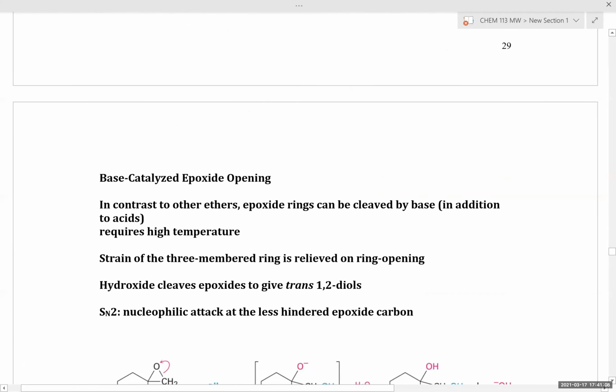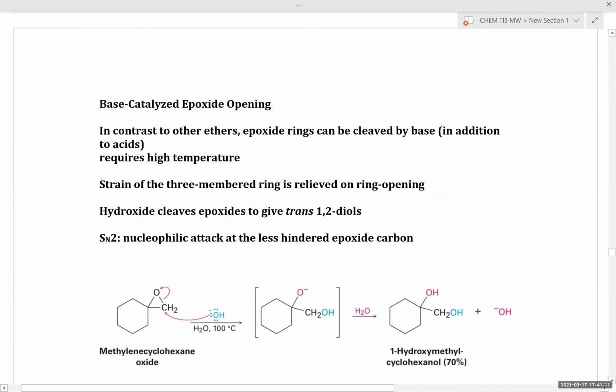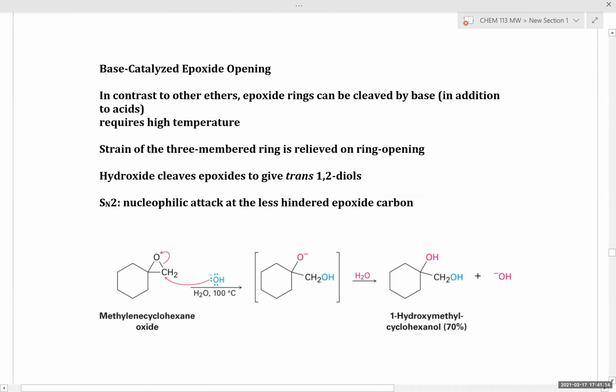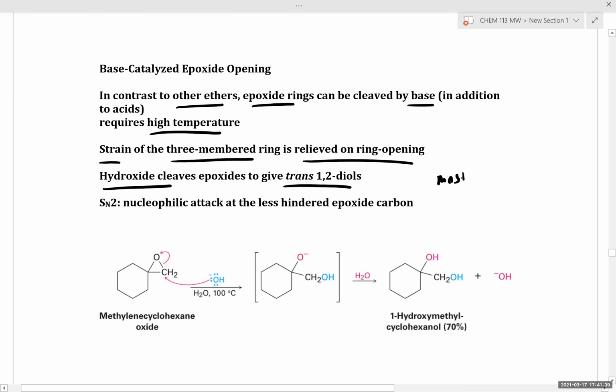Okay, so when we think about base catalyzed epoxide opening, one thing to note is compared to other ethers, epoxide rings can be cleaved under basic conditions at high temperatures. The strain of your three-membered ring is relieved on ring opening. And if you use hydroxide, you can synthesize trans 1,2 diols. One thing I would like you to note is most nucleophiles can open epoxides.